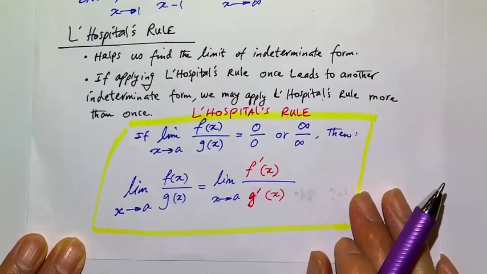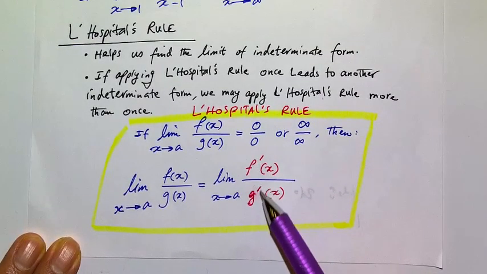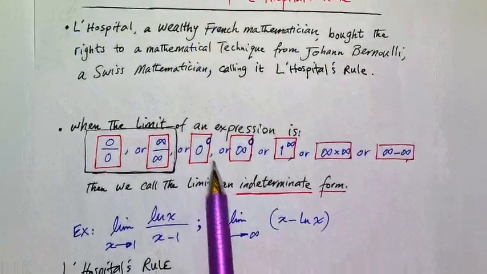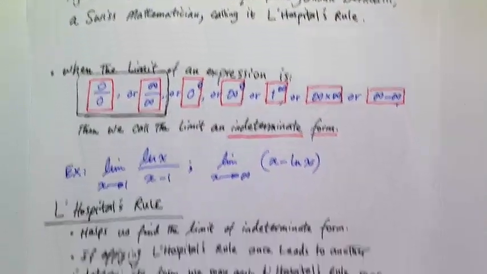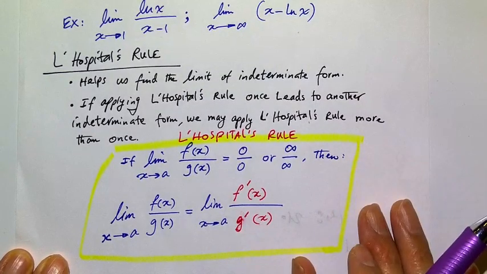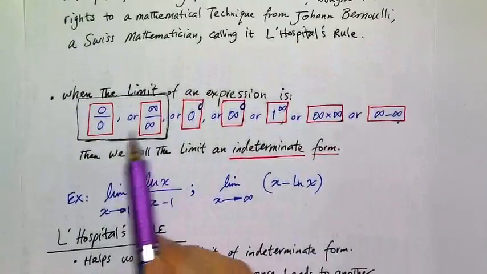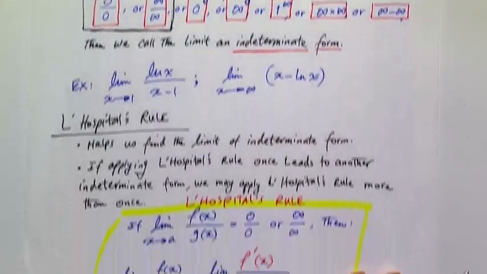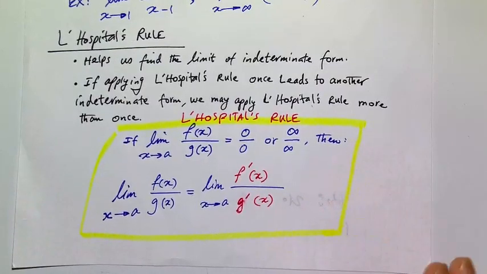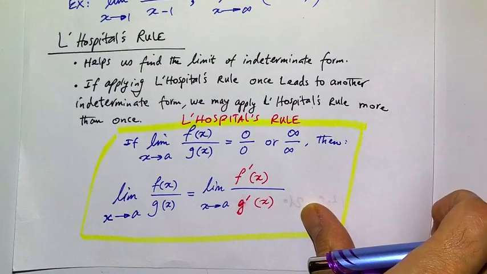Now, sometimes it's possible that even after you take the derivatives of the numerator and the denominator and apply the limit, you still end up with one of these indeterminate forms. If that happens, that's quite okay. We can apply the L'Hopital rule a second time. And if even after that the limit still gives us an indeterminate form, that's quite okay. We can apply the L'Hopital rule a third time and a fourth time if necessary. Okay, as you'll see, this is a very, very useful method.